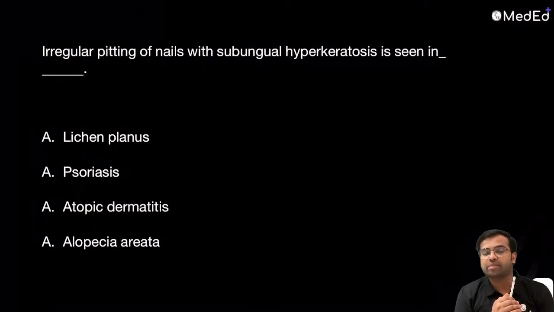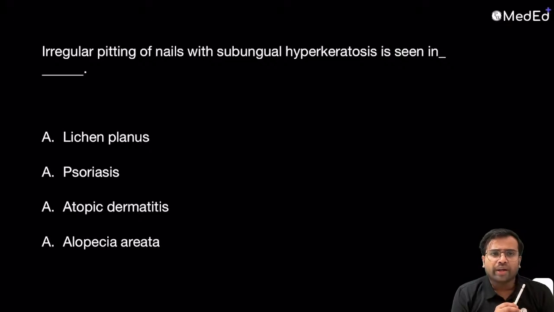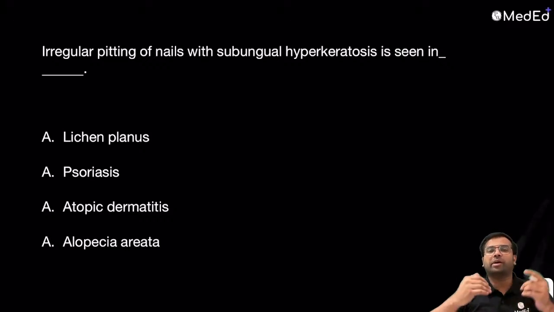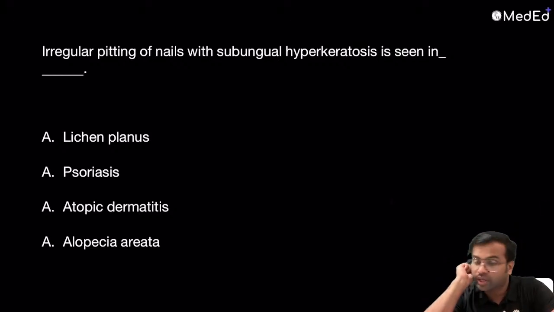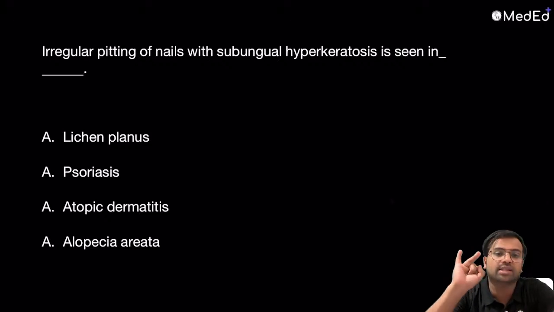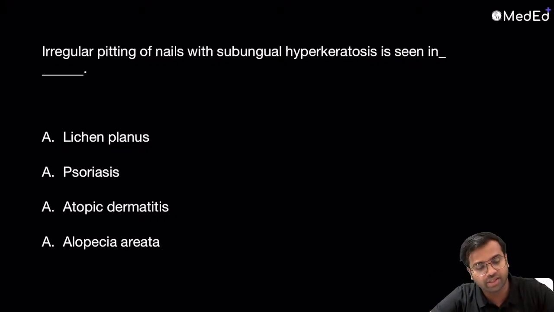Now let's move to the next MCQ. Irregular pitting of the nails with subungual hyperkeratosis is seen in. So where do you find this irregular pitting of the nails? What do you mean by pitting? Pitting means there are some depressions over the nails. So yeah, lichen planus, psoriasis, atopic dermatitis, alopecia areata. I would say there are two diseases here where you can find pitting of the nails: psoriasis as well as alopecia areata.